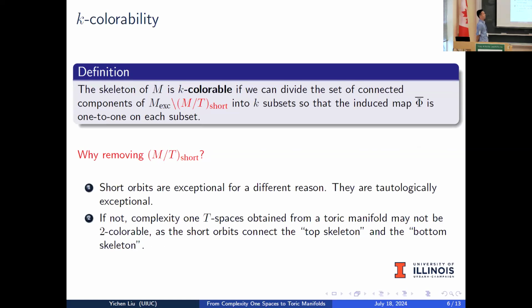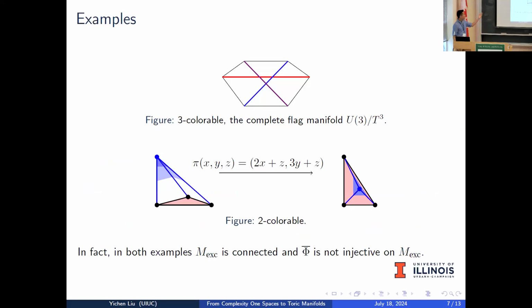Another reason why I need to remove that is I want the intuition to be correct. As Joey told us, when we do the projection, we have the ceiling part and the floor part. So we do want every complexity-one space that comes from a toric manifold to be 2-colorable. But that will only be feasible if I remove the boundary. If I do not remove the boundary, things will go wrong. Why? Let's see an example. I'll focus on the bottom example. This is actually CP3. I project that to some complexity-one space.